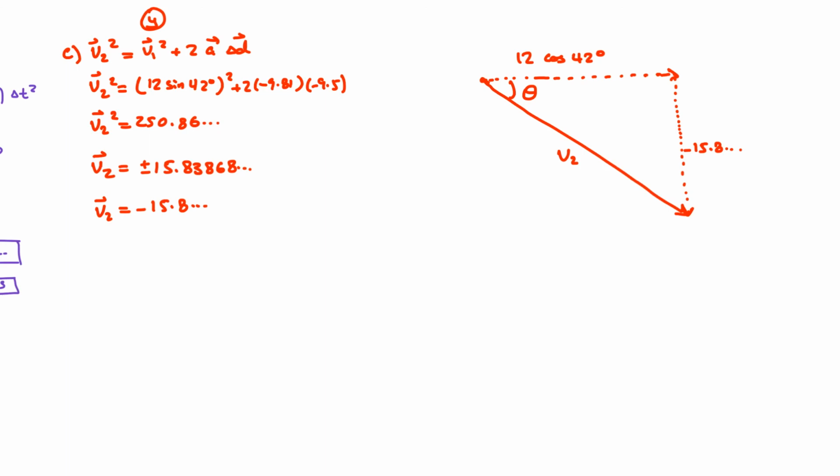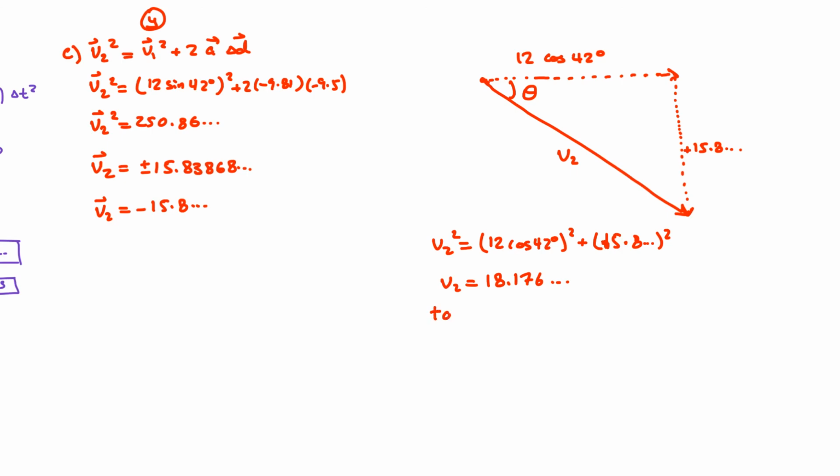To find the magnitude, v2 squared is equal to (12 cos 42) squared plus, I'm just going to use positive, 15.8 squared. Again, use the exact values. Find the value and square root it here. And when I take the square root of the value that I get from the addition above, I get 18.176. So I'll leave it as that.